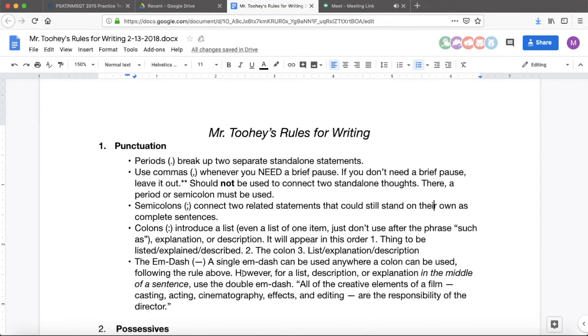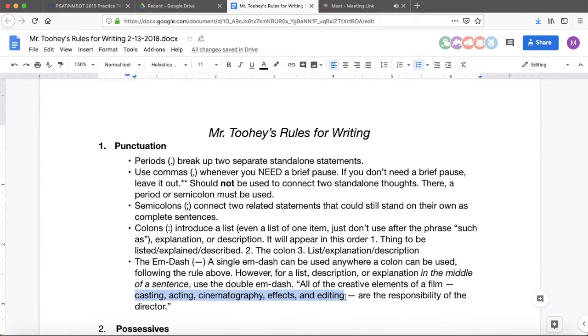That thing just doesn't exist. Okay? So for list, explanation, or description in the middle of a sentence, it's got to be the em dash, specifically the double em dash. Okay? But notice it still follows the same formula for the colon, right? It's going to be the thing to be listed, explained, or described. And in the example here, we've got the creative elements of a film, right? That's the thing to be listed. Then we see the em dash, and then there's the list.